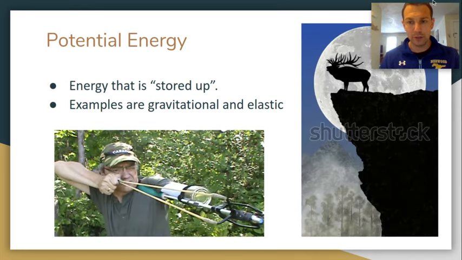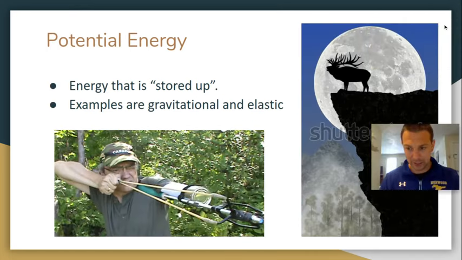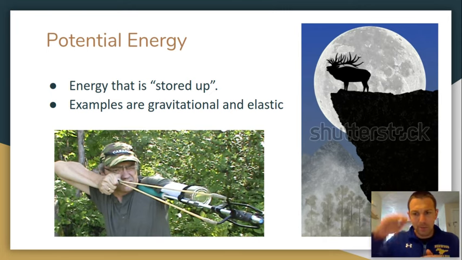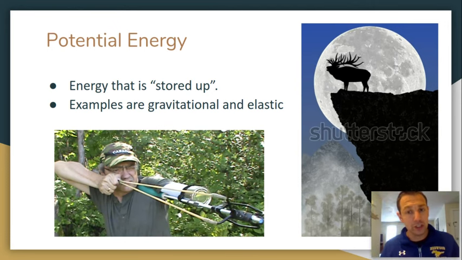Let's move on now to another type of energy, and I'll move myself down again. That's called potential energy. Potential energy is energy that has been stored up. Notice in the picture of the animal on the right side of the screen, this animal has potential energy because it's above the ground. It has energy stored up. Right now, it's not moving, so it doesn't have any kind of kinetic energy.